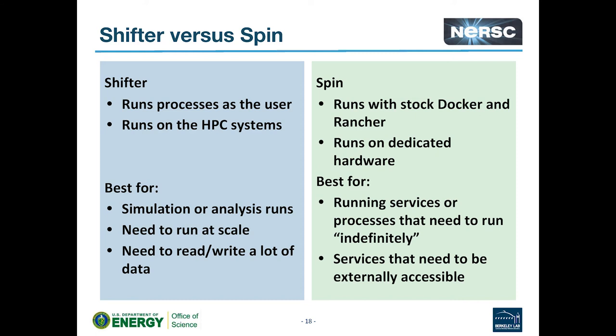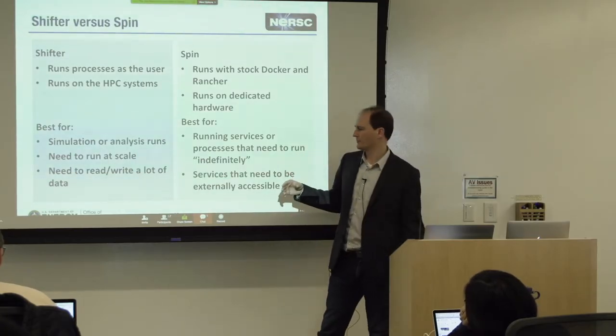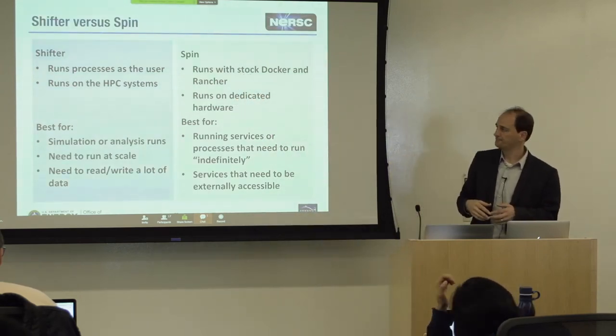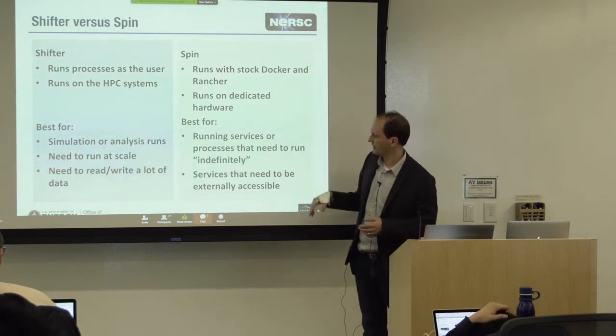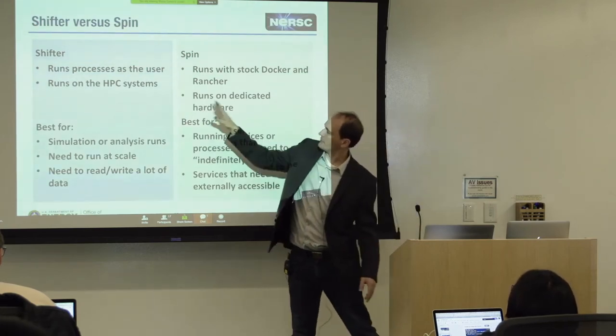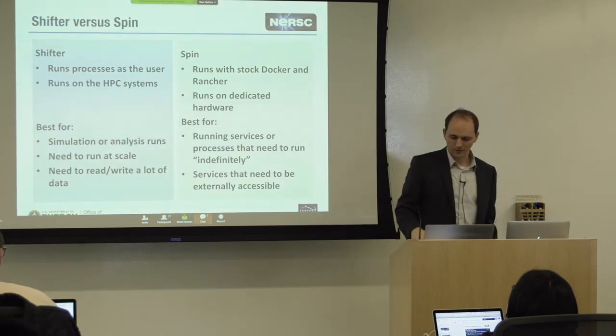Just quickly, since Tony talked about Spin, I wanted to say, you generally will use Shifter if you want to run things on the HPC systems at scale, if you want to run modeling and simulation jobs, analysis, machine learning tools, things like that. Things that have a finite lifetime when you run. And you typically would use Spin for things like persistent services, things that you want to run indefinitely, things that need to be externally accessible. And the difference in how they run is Spin's using regular stock Docker. Shifter is a modified runtime.